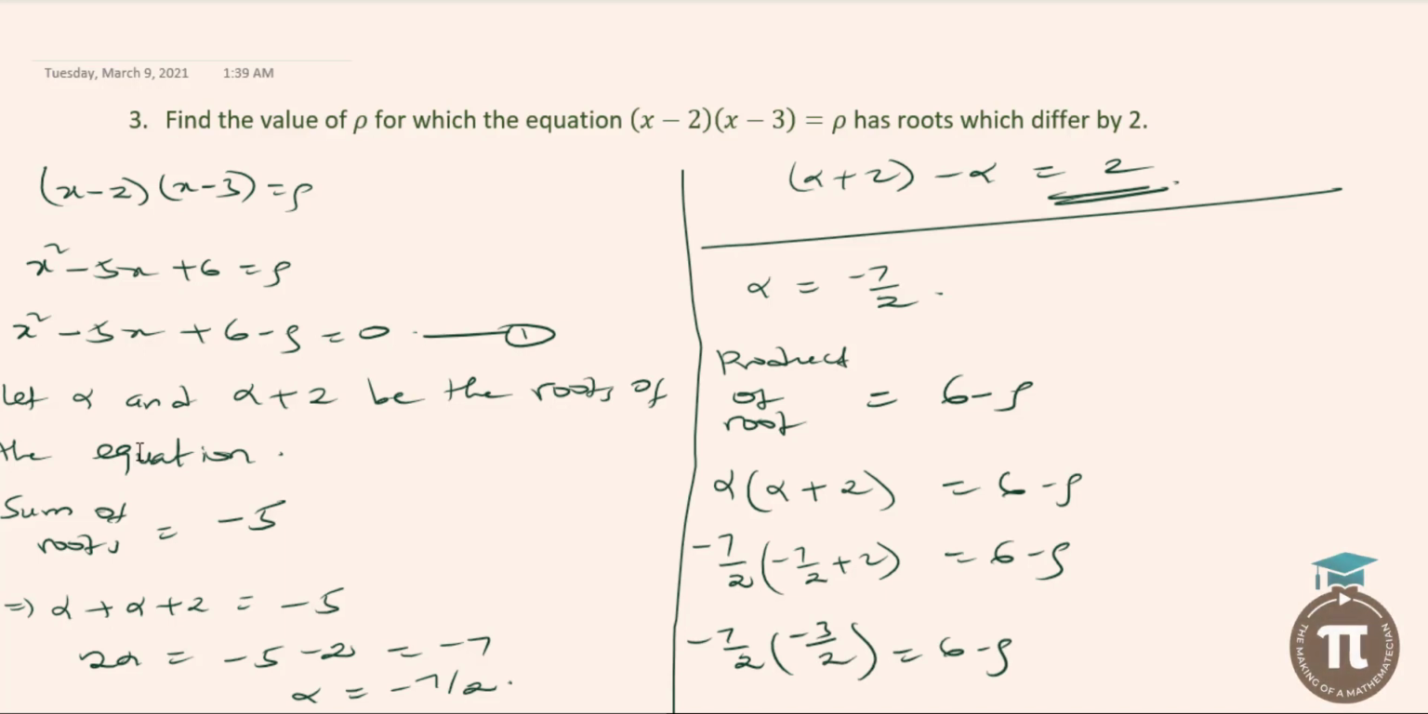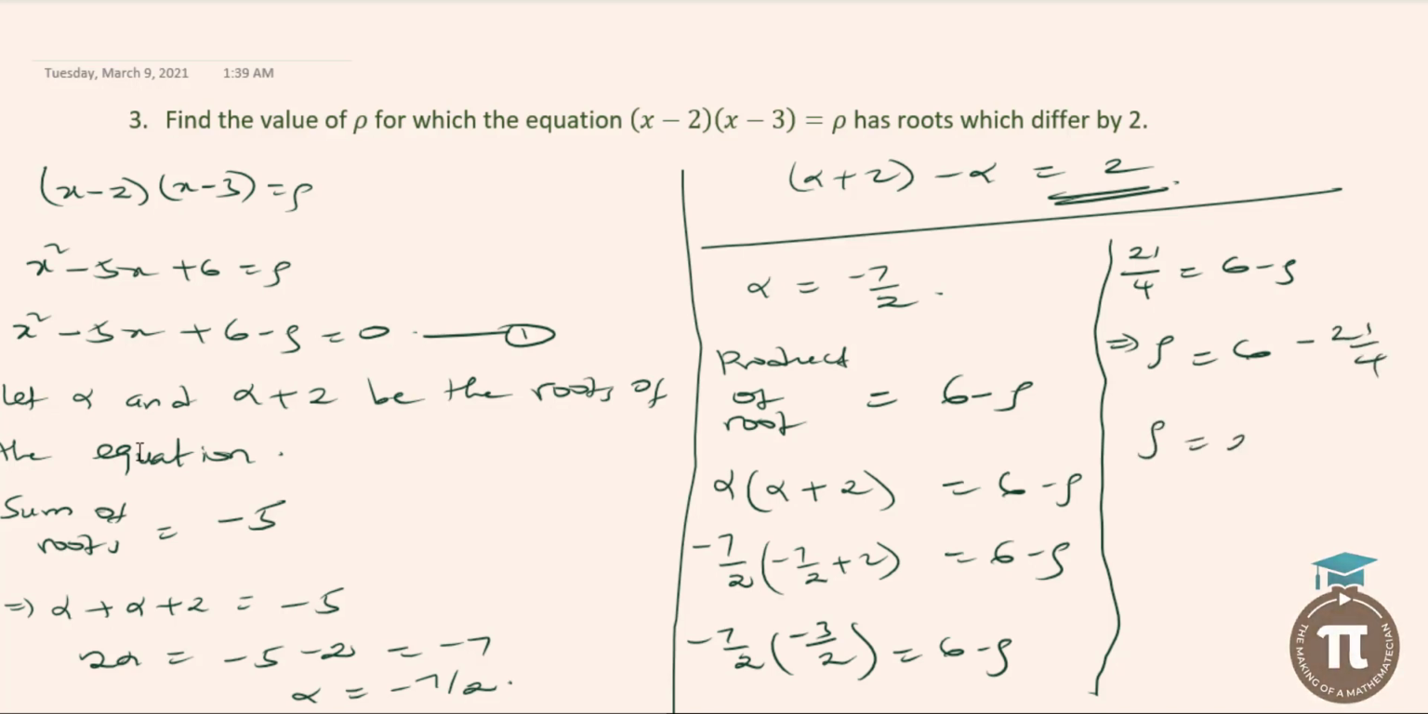Now, let's continue. So, by the time you open that bracket, you have 21 over 4 is equal to 6 minus rho. So, bring rho to the left hand side and take 21 over 4 to the right hand side. So, you have rho equal to 6 minus 21 over 4. Taking the LCM, I have 24 minus 21, everything over 4. So, rho equals 3 over 4. And that is the final answer to that question.